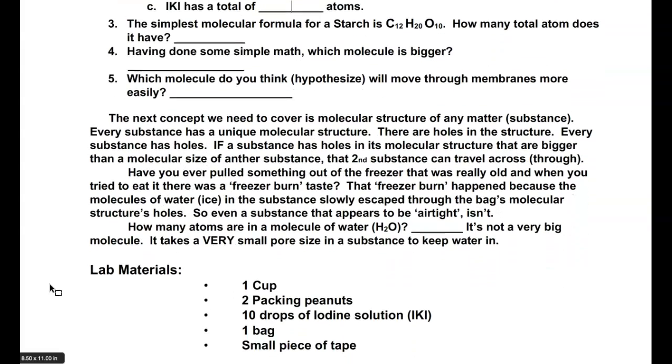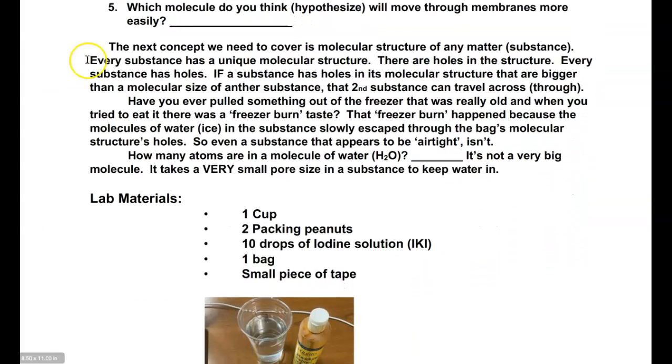All right, come on down here. So the next concept we need to cover is molecular structure of any matter or a substance. So every substance has a unique molecular structure. There are holes in every structure. Let me say that again. Every substance has holes. If a substance has holes in its molecular structure that are bigger than the molecular size of another substance, then that second substance will be able to travel through.